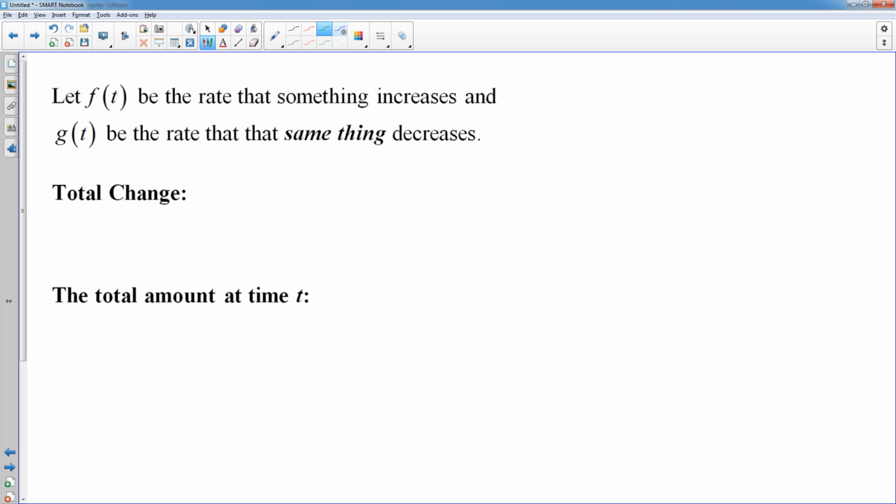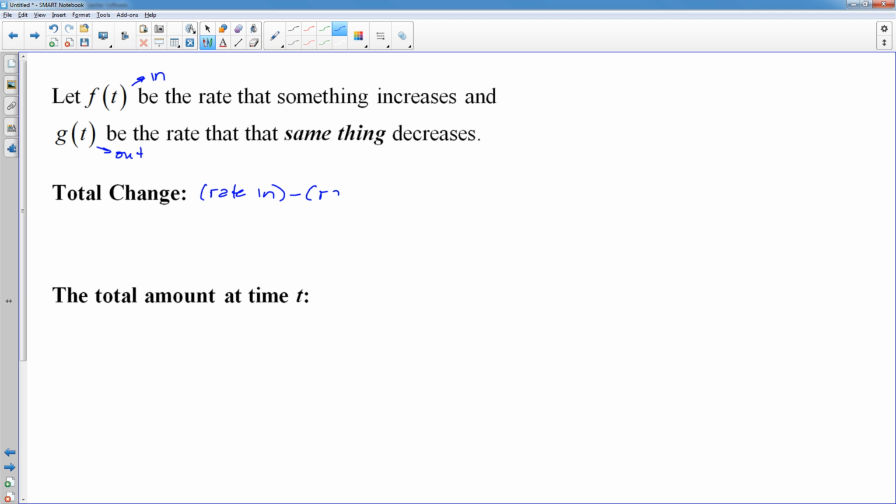So in these problems, you are given the rate that something increases and the rate that that exact same thing decreases. So here, if something is increasing, I'm going to call that the rate in. The rate that something decreases is what I'm dubbing the rate out. Your total change is always going to be your rate in minus the rate out. So that's going to be your rate in minus the rate out.